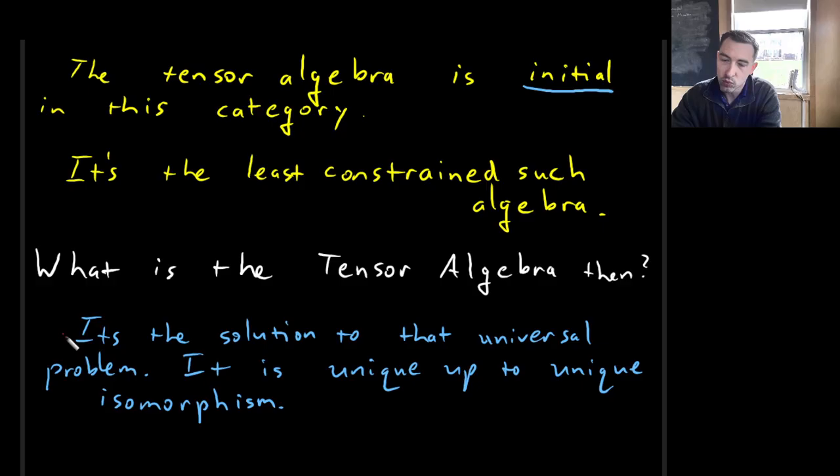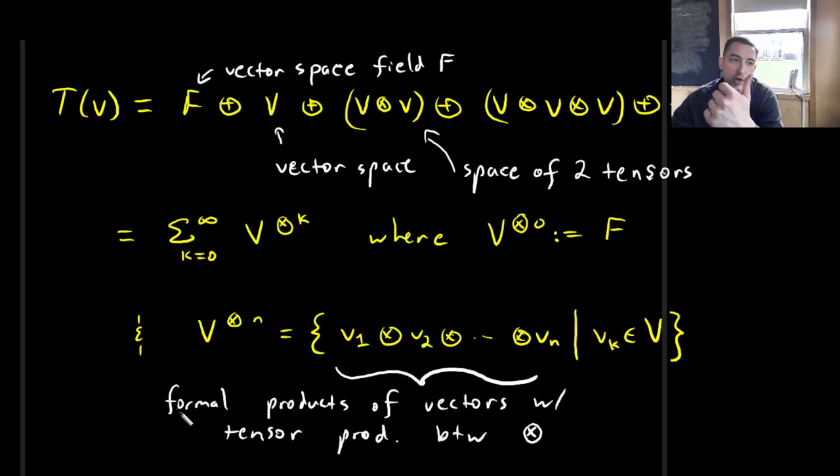So what is the tensor algebra? Well, the not satisfying answer is it's the solution to that universal problem. And it is unique up to unique isomorphism. So essentially, there is only one such thing. It's not even just unique up to isomorphism, it's up to unique isomorphism. Now, as to what it is, next video I'll construct it, but let me just tell you what it ends up being. This kind of tells you how to construct it anyway.